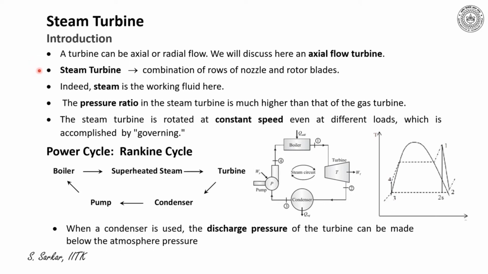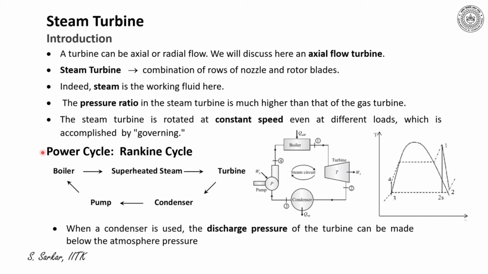Steam turbine consists of rows of nozzle followed by rows of rotating blades. Indeed, steam is the working medium here. Furthermore, please note the pressure ratio in a steam turbine is much higher than that of the gas turbine. Furthermore, a steam turbine rotates at constant speed even at different loads, which is accomplished by governing or the controlling of turbine.